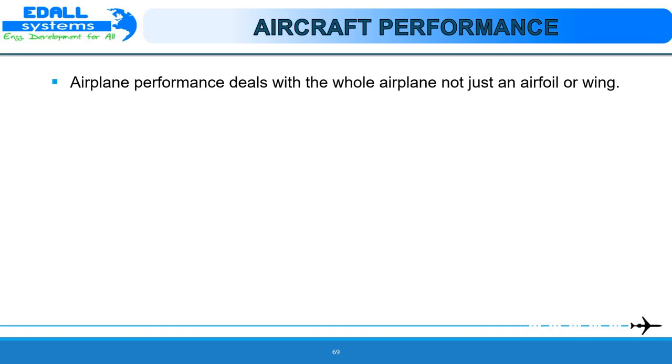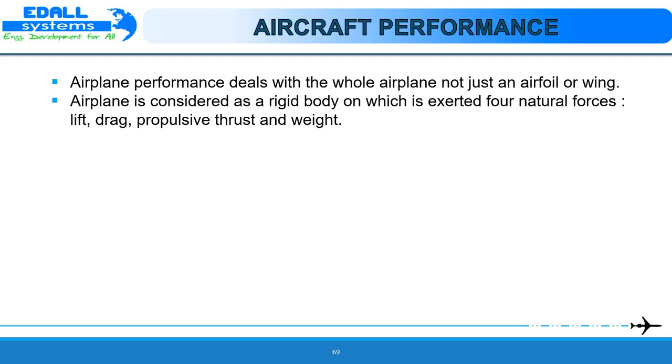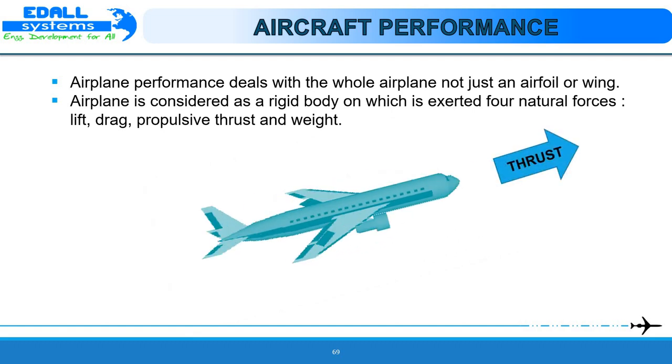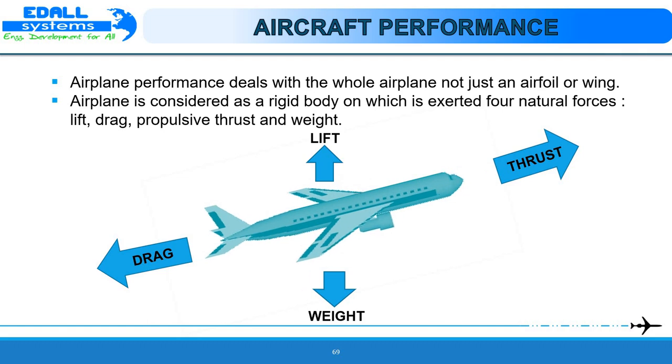Let us start off with the introduction. Airplane performance deals with the whole airplane, not just an airfoil or wing. The airplane is considered as a rigid body on which four natural forces are exerted, that is thrust, propulsive thrust, drag, lift, and weight. Concern is focused on the motion of the aeroplane as it responds to these forces.